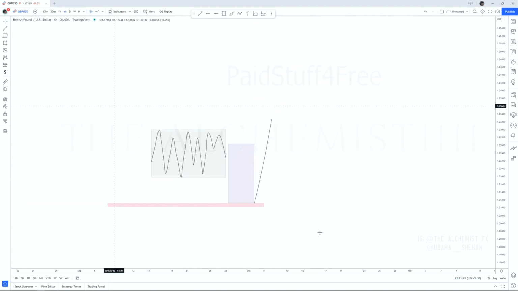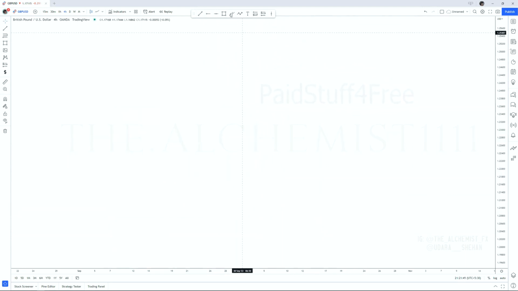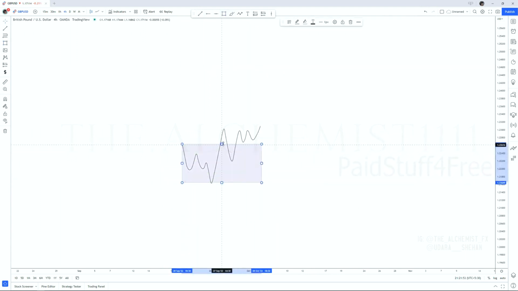And now, what if Asia does something like this? Let's say Asia has done something like this. What has the Asian low done? It has created a strong low, right? So liquidity taken out and structure broken. So Asia is strong now.